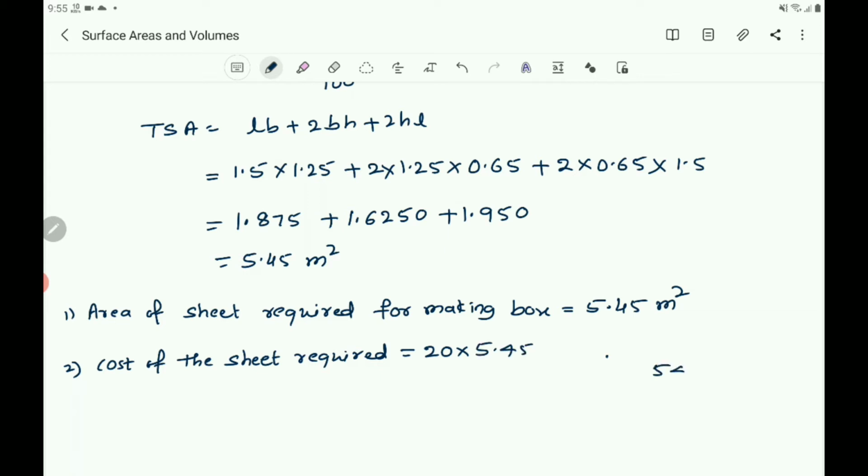5.45. So you write 545 into 20, that is 25 is 100, 24 is 80 plus 10 is 90, and 25 is 100 plus 9, 109. So you got that here 2 digits are there, that is equals to 109 rupees. 109, right? That equals rupees 109. What is the cost of sheet required? That is rupees 109.